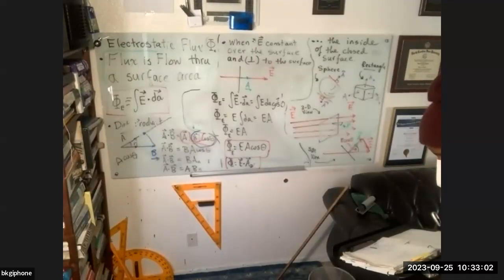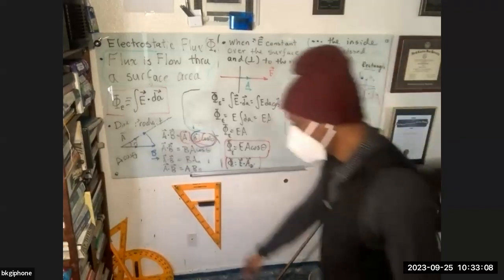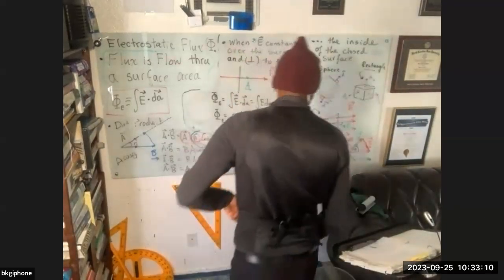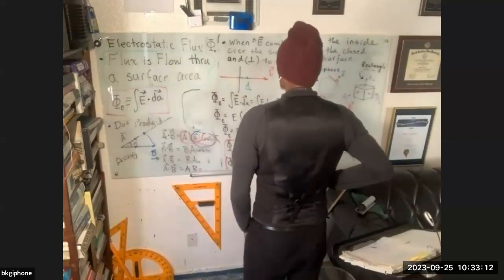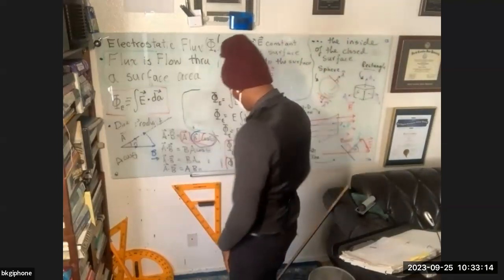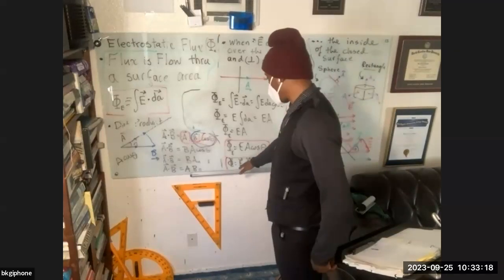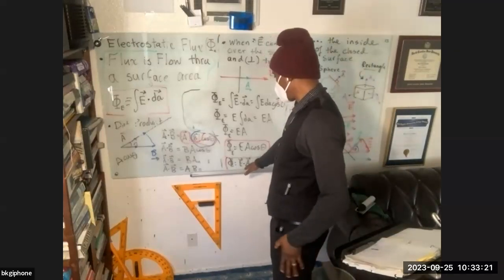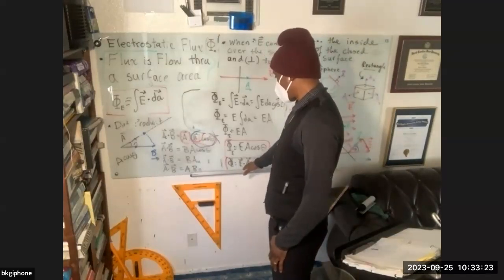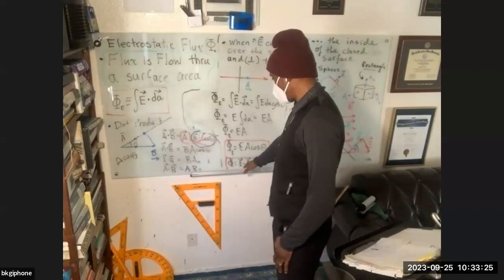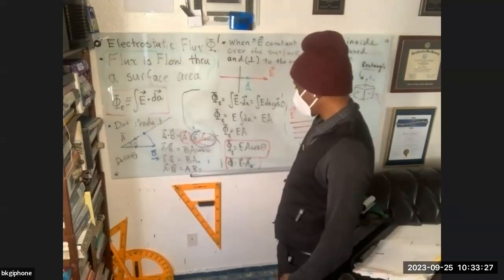So all those things are the equations that represent the magnitude of electrostatic flux. Basically there are 3 different versions. The generalized version is the integral of E dot dA. Then for a constant field over a surface, it is just E dot A. And then the magnitude of that is E A cos theta.